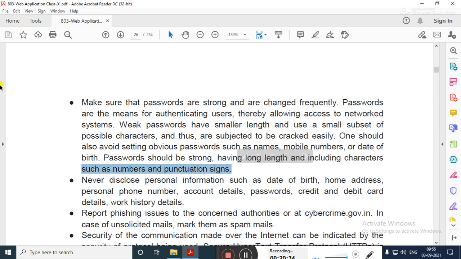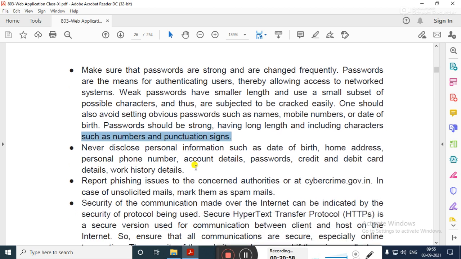So special characters, normal alphabetical characters, both uppercase and lowercase combined. Special characters like at the rate, hashtag, asterisk, hyphen, and use numbers also, digits like 1 2 3. So combine all the things: special characters, upper and lower case characters both, and the digits.